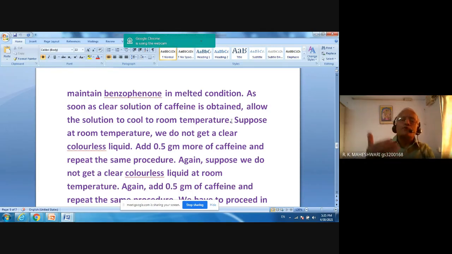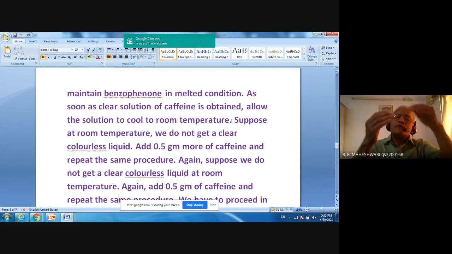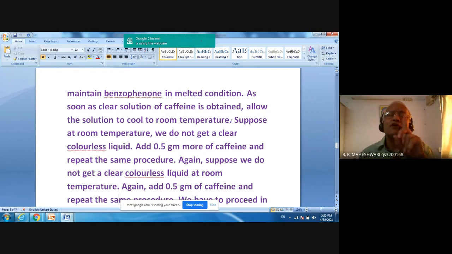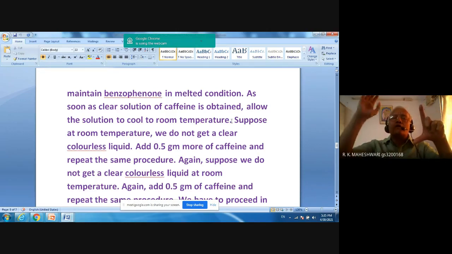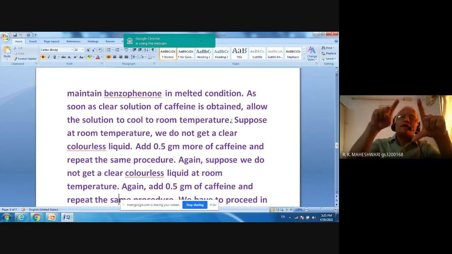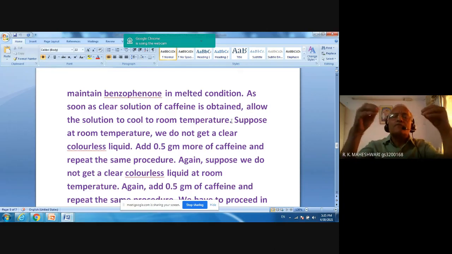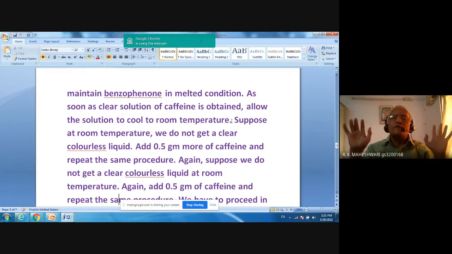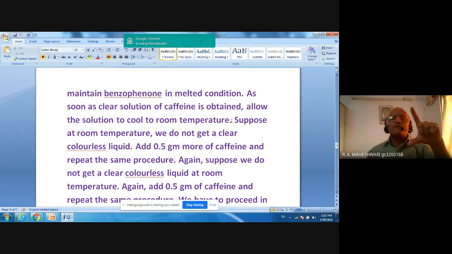So you will go on adding 0.5 gram of caffeine, so 1.5 gram. Now again it has made a solution. If you are not getting a solution at any stage, then you need not proceed forward. Why? Because if 1 gram cannot be dissolved by 10 gram of benzophenone, it does not have good solubility, so you stop with these two compounds here itself. And if you are getting solutions, then you proceed by 0.5 gram like this.